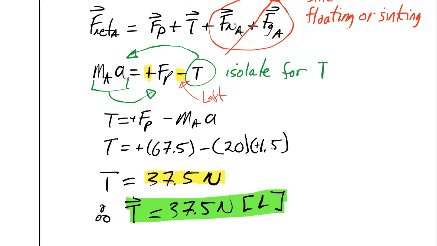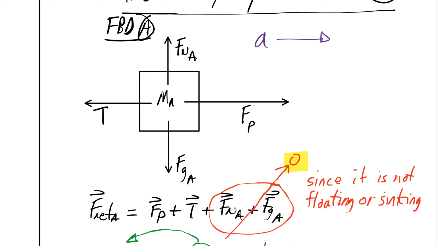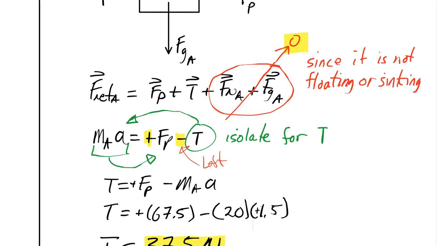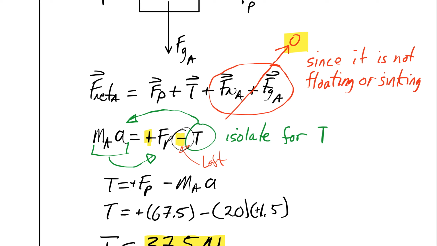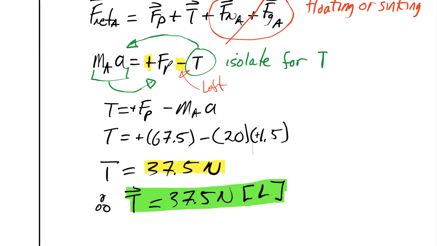But its direction from the perspective of A is 37.5 newtons to the left, because look at the free body diagram. It is moving to the left, and we also made it left right here. When we do it from the perspective of object B, we should get the same magnitude, but moving in the other direction, equal and opposite.